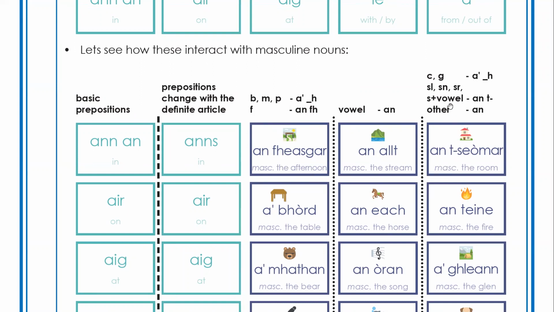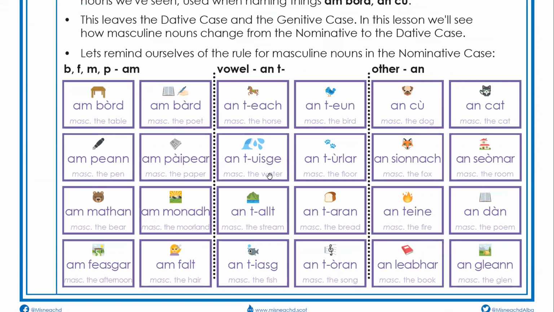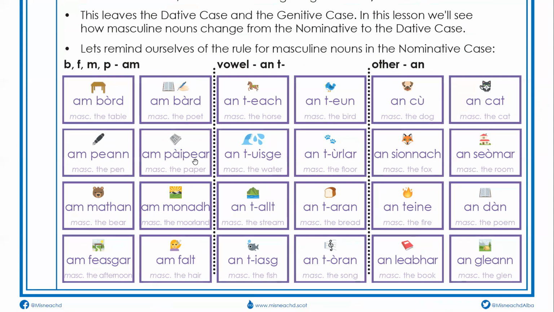in the dative. So it seems like there's a lot going on, but in actual fact, as we'll see in the next lesson, there's essentially two systems here at play. One is the masculine nominative case, and then there's another system which covers the masculine dative case, as well as the feminine nominative case and the feminine dative case. So there's two systems. The masculine one here is fairly easy because it's basically masculine with a vowel takes ante, masculine with BF, MP takes am, and then everything else is an.